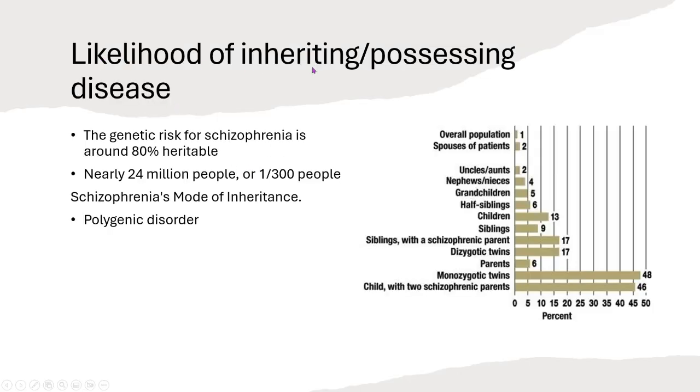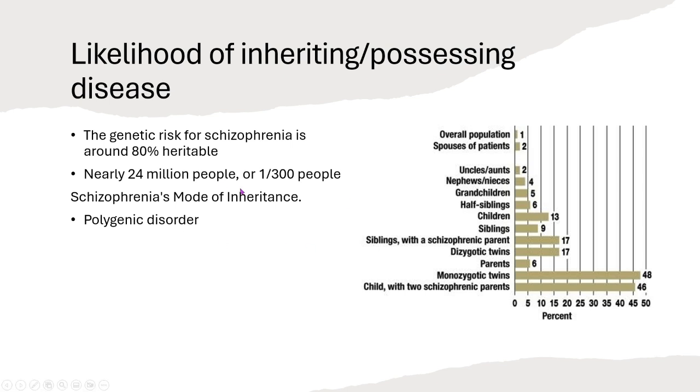Okay, the likelihood of inheriting or possessing a disease. So the genetic risk for schizophrenia is probably around 80%, but there is still a 20% environmental factor that does play into schizophrenia.